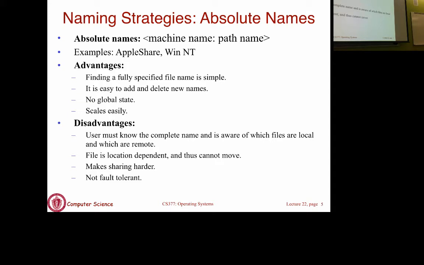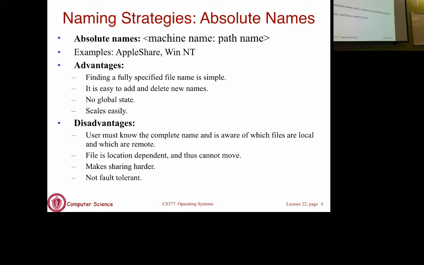Okay? And I'm going to show you an example of how to do this in Apple, but let's look at the advantages and disadvantages. So first of all, this is a fully specified file name. Okay? So this puts the burden on the users to give you all of the information, you meaning the OS, and then the OS doesn't have to do much at all. So in that sense, it's simple. There is no global state. No one has to maintain any extra information to figure out where the files are and so on. And it's going to scale because there is very little burden on the OS.